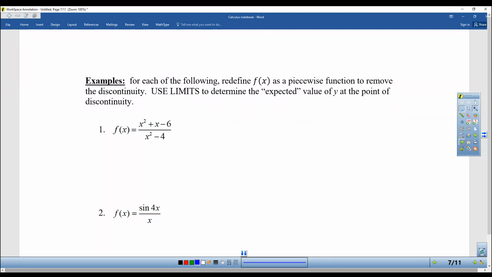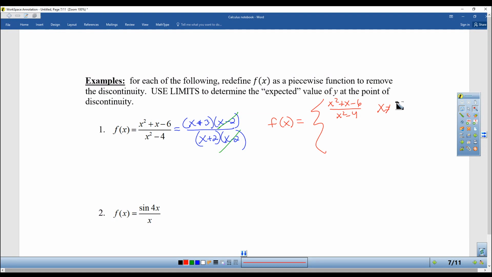For each of the following, redefine f of x as a piecewise function to remove the discontinuity and use limits. So I'm going to factor this, x plus 3 times x minus 2 over x plus 2, x minus 2. So I can rewrite this as f of x is equal to x squared plus x minus 6 over x squared minus 4. You could write it in factored form if you want to, but I'm going to leave it like that because I thought it was a little faster to write.